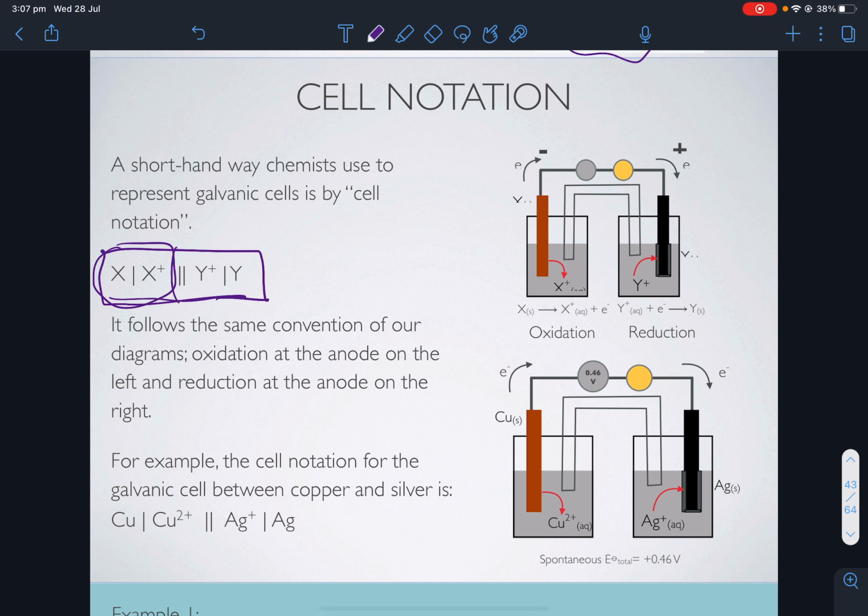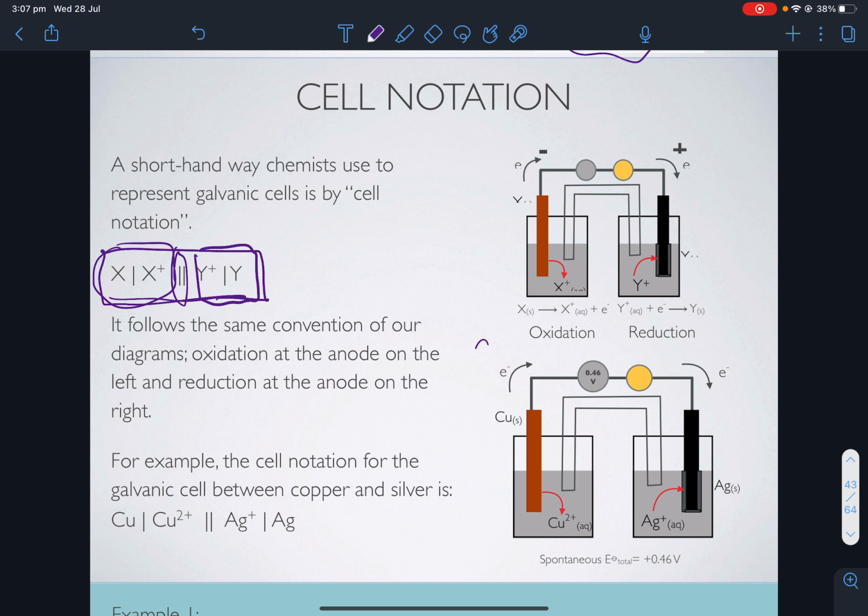And I like to think of the two lines as the salt bridge. And on the cathode side, you've got from left to right Y plus being reduced to just single Y. So that's another way we can write and give a simplified expression of a galvanic cell.